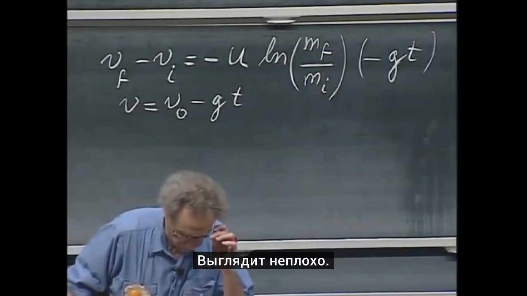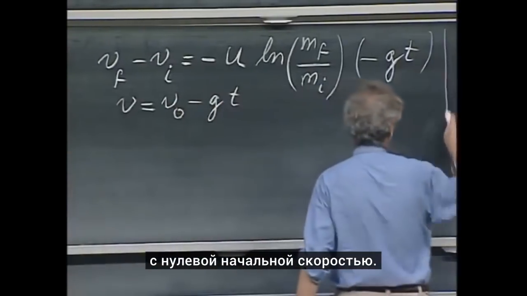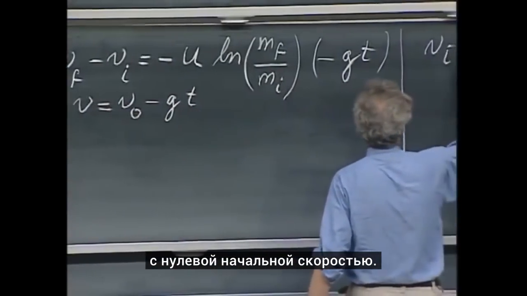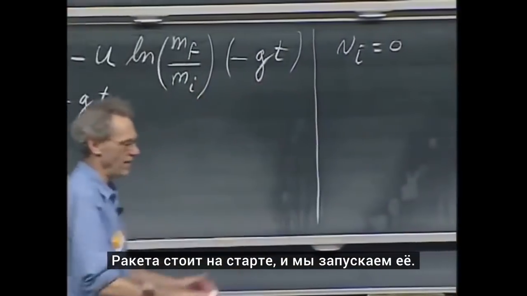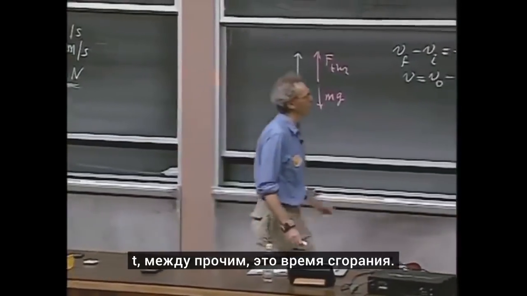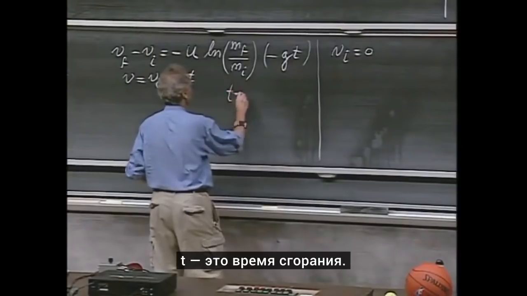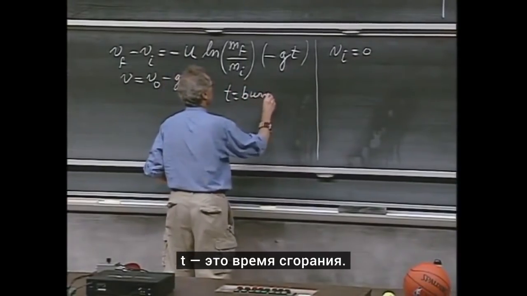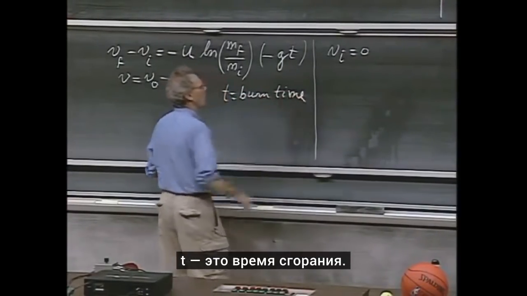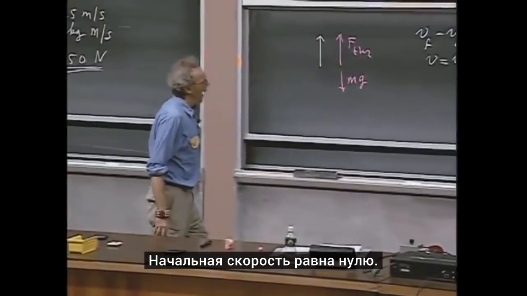So that looks good. We launch from the Earth, and we now have an initial speed which is 0. The rocket is standing there, and we fire the rockets. T, by the way, is the burn time of the rocket. Let me write that down. T is the burn time. So initial speed is 0.